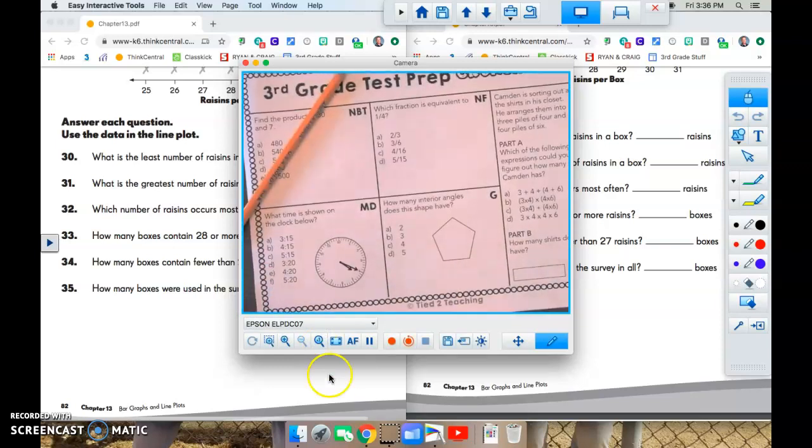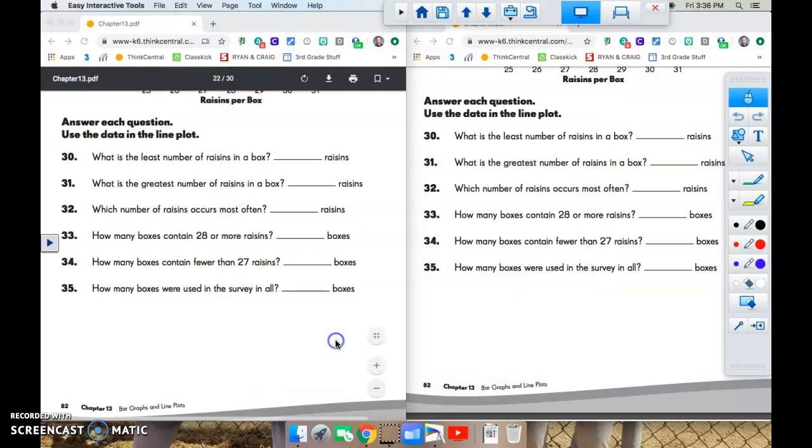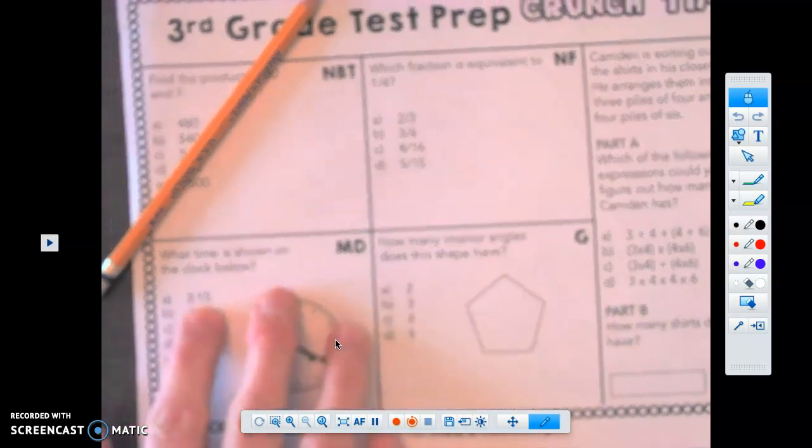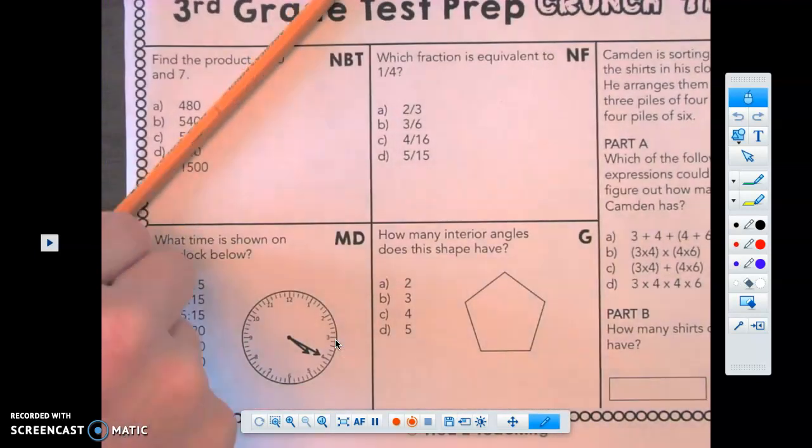All right, so let me make this a little bit bigger. Here we are. Ooh, it's a little blurry. There we go. All right.